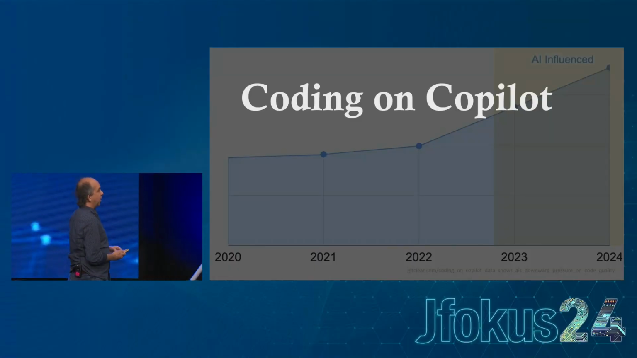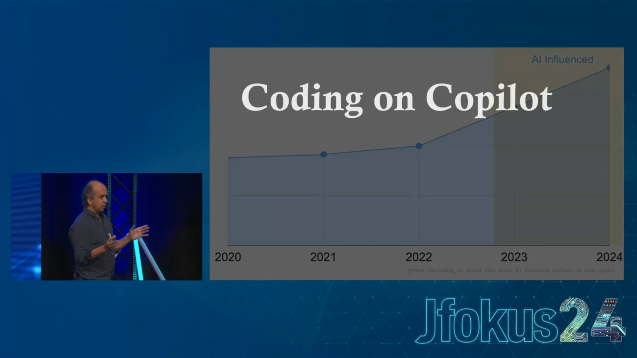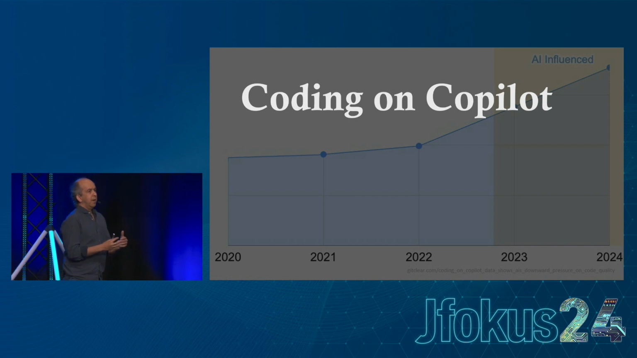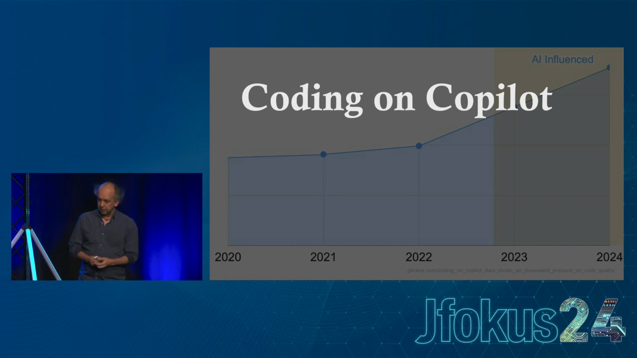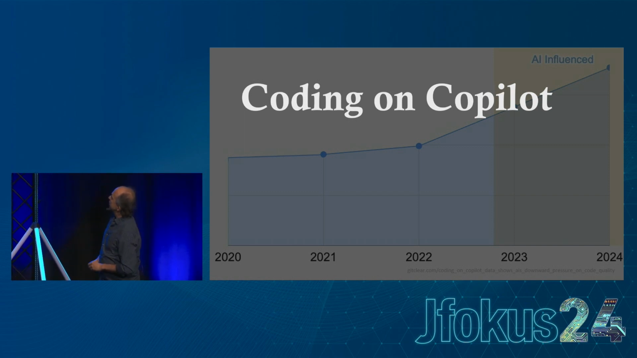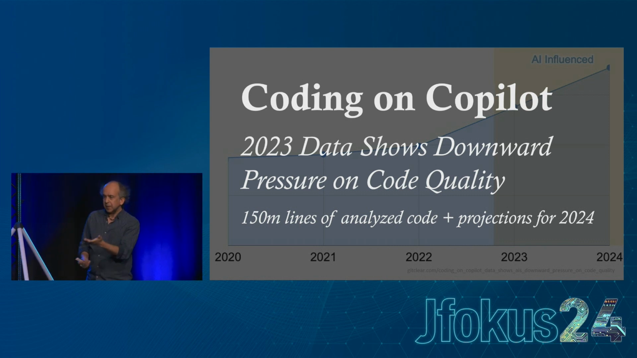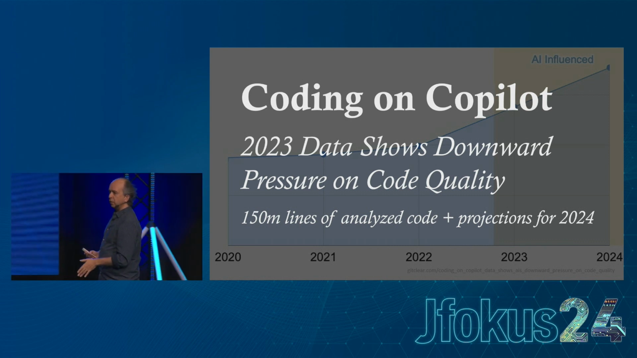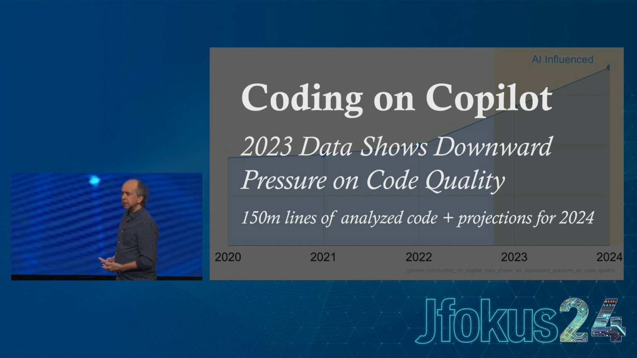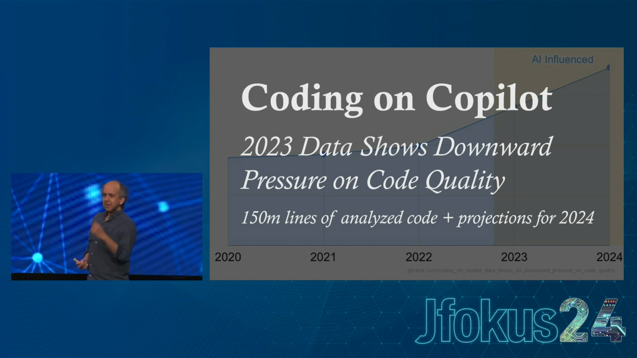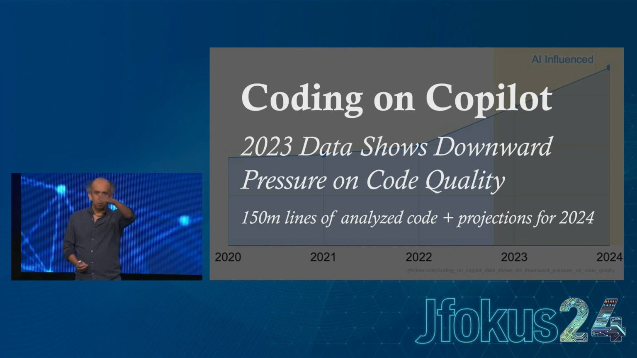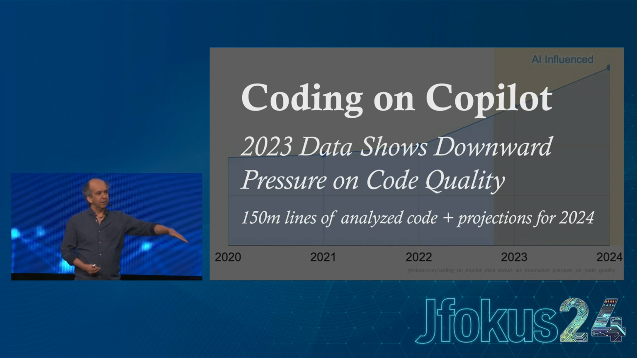This report came out recently, and of course there needs to be further study, but I did not expect to have this happen quite so quickly. Coding on Copilot. 2023 data shows downward pressure on code quality. Good grief, if Copilot were a child, it would only just be walking and speaking. And already we're seeing evidence of code quality taking a nosedive.